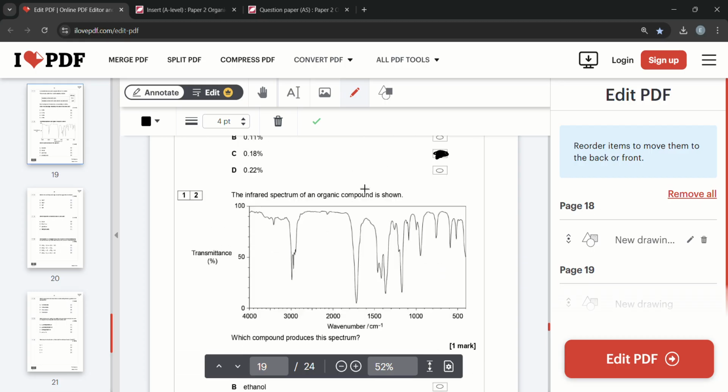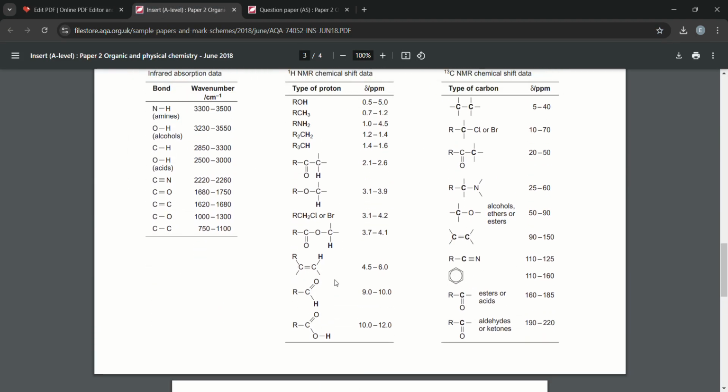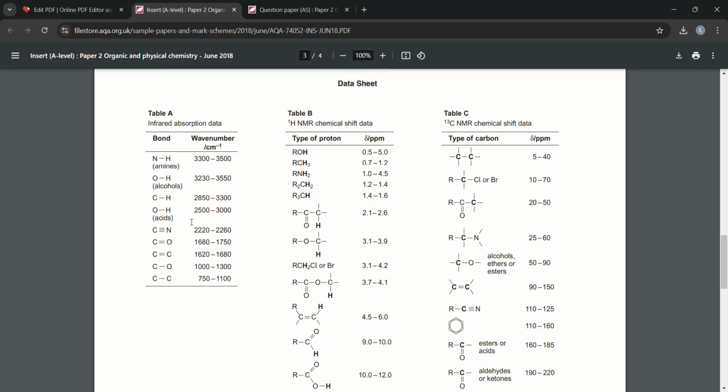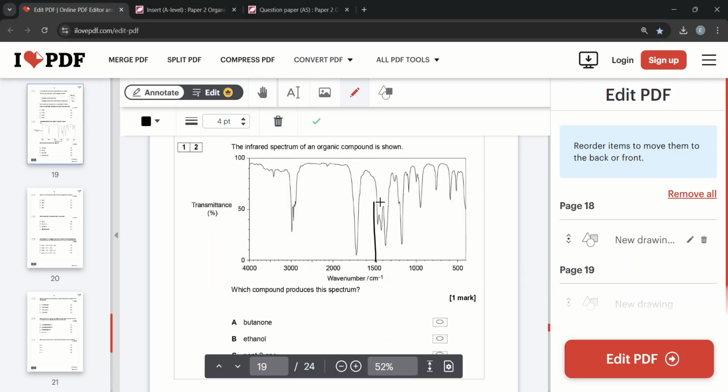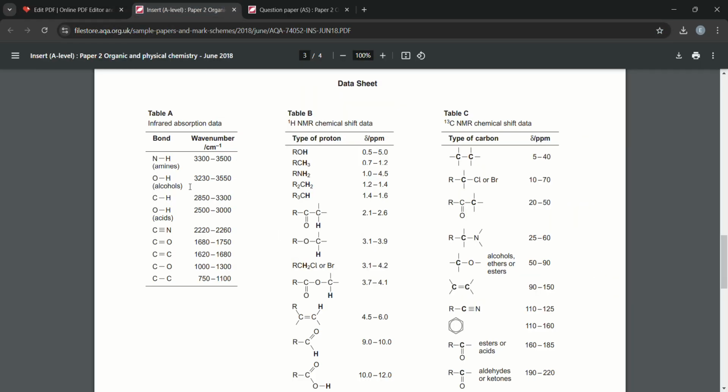The infrared spectrum of an organic compound is shown. Which compound produces this spectrum? Let's go through this now. If we go to the periodic table, we scroll down here to table A. We can see this is the fingerprint region. We do not really care about this. If we look here, we have a peak. The peaks point downwards in an infrared spectrum, so that's 1600, 1700, 1800, 1900. That's like 1700. There's another peak here at 3000, so 1700.